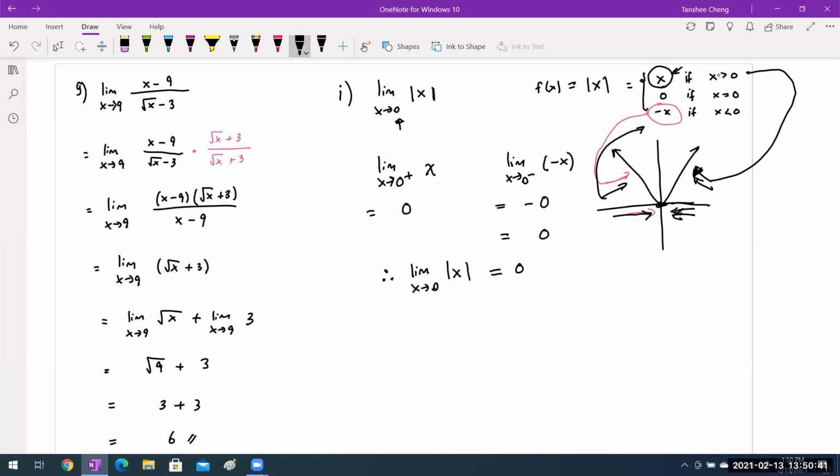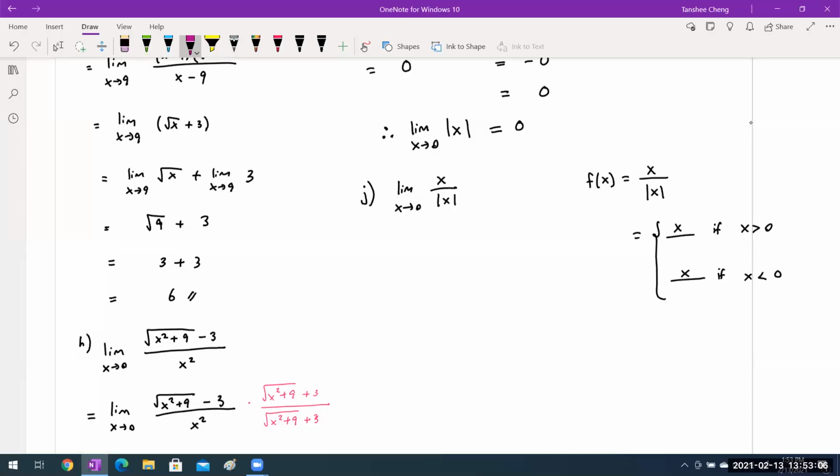Okay. So it is an important example that you need to understand, so that you can clearly see how to look at piecewise defined functions. Let's take a look at another example, J. Example J is very similar to I. We are looking at the limit as x approaches 0 of x over absolute value of x.